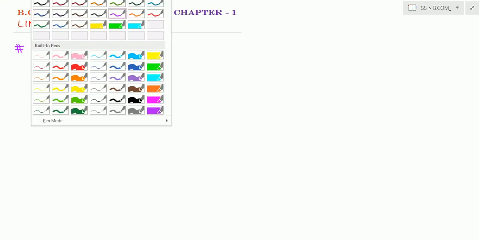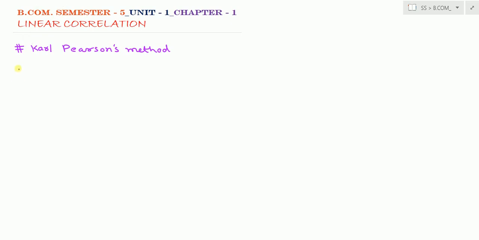In this chapter, there are two types of correlation. Number one is Karl Pearson's correlation coefficient, or we can write Karl Pearson's method. In this method, there are a total of 5 to 7 formulas.